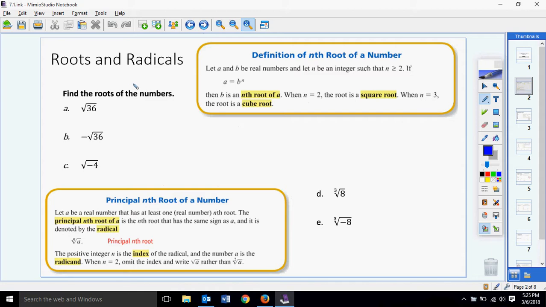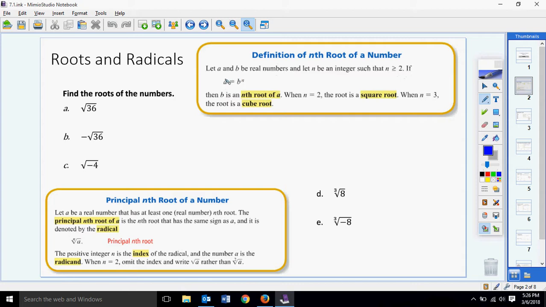So roots and radicals, the definition of an nth root. Now, we say nth root, nth can be any number. We could say square root, fifth root, plug in any number for n, you can find the root of it. So a and b are real numbers, and let n be an integer, and it's got to be 2 or more. So if you're taking the square root, the cube root, the fourth root, the fifth root, those are all numbers that are greater than or equal to 2.